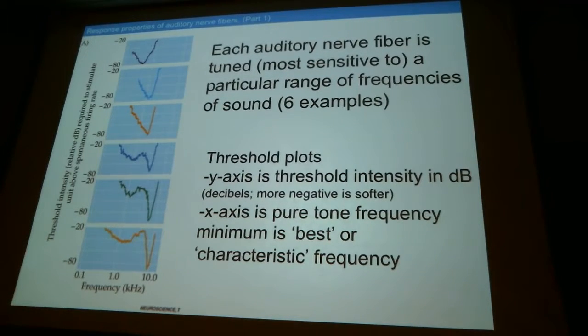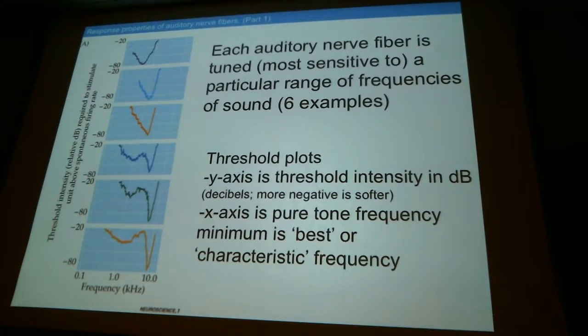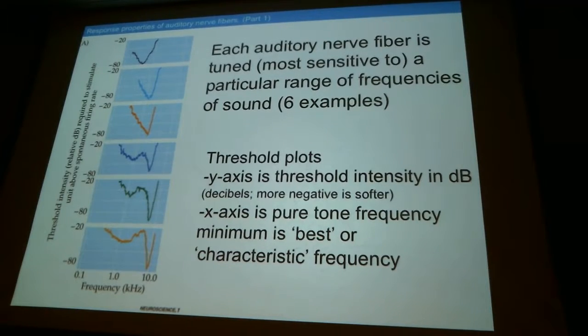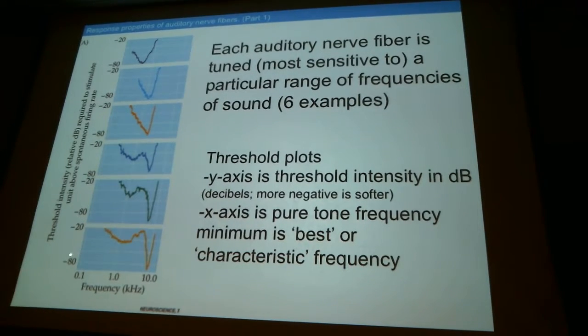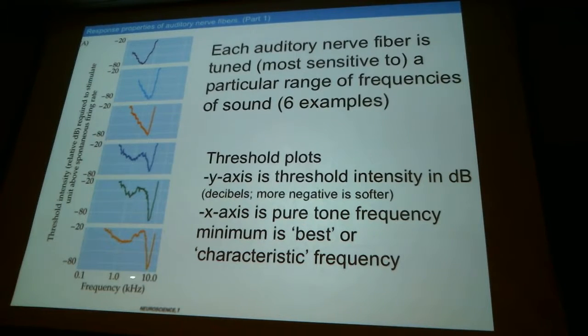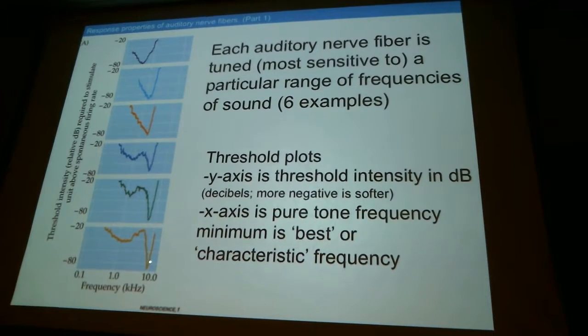If you record from one individual auditory nerve fiber, what you typically do is you play a pure tone at a certain sound level, and then you increase the level, you go from soft to loud until you start to see a response in your neuron. Okay. And then you mark what that sound level is. So we have sound level on the y-axis and frequency on the x-axis. Okay. And so the softer the sound is that activates the nerve fiber, the lower this number.